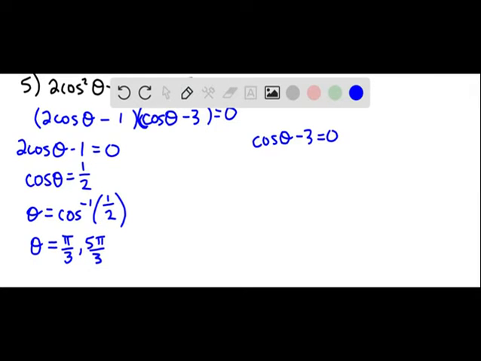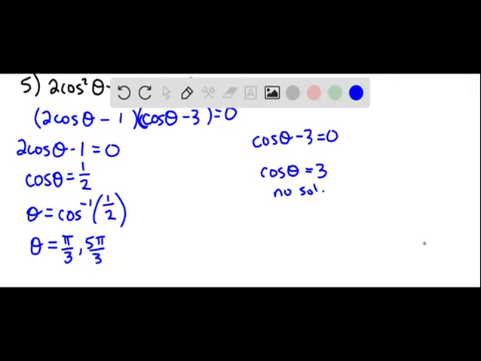Okay, and then for the second one, let's add 3 to both sides. And now we go, wait a minute. That's not possible. You can't have cosine equal to 3 because the cosine graph only goes up to a height of 1 and down to a height of -1.